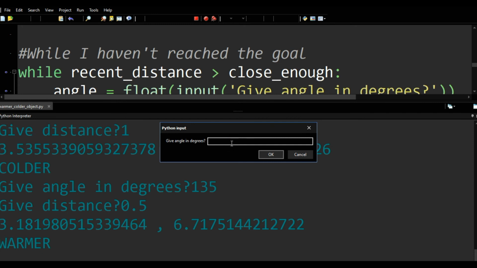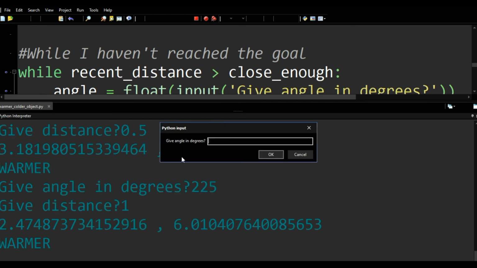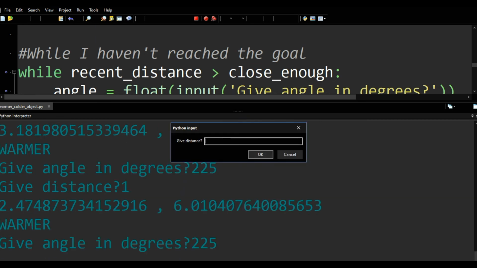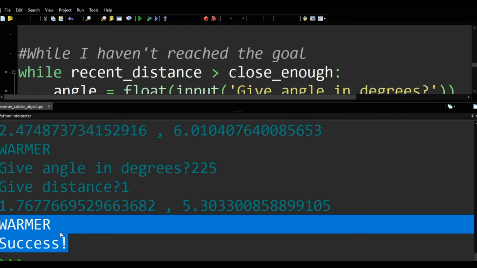Let's try to move back towards down and to the left again. So 225 degrees. And I could put in other values. I'm just trying to use values that I'm sort of comfortable with, that I can sort of picture in my head a little bit. All right, that got me even warmer. Cool. So I'm going to keep moving in that direction. And I got close enough. Success. I got close enough to the goal.